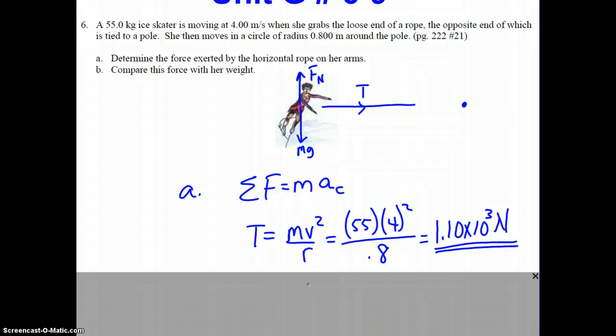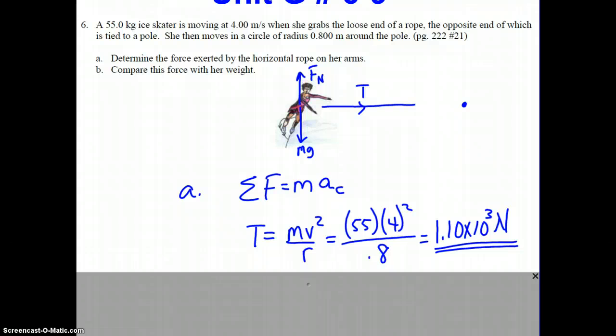So T equals mv squared over r. We make our substitutions: 55 kilograms for the mass, 4 meters per second for the speed, which we need to remember to square, and divide by the radius of the circular path, 0.8. We calculate, and we get 1.10, to 3 digits, times 10 to the third newtons.